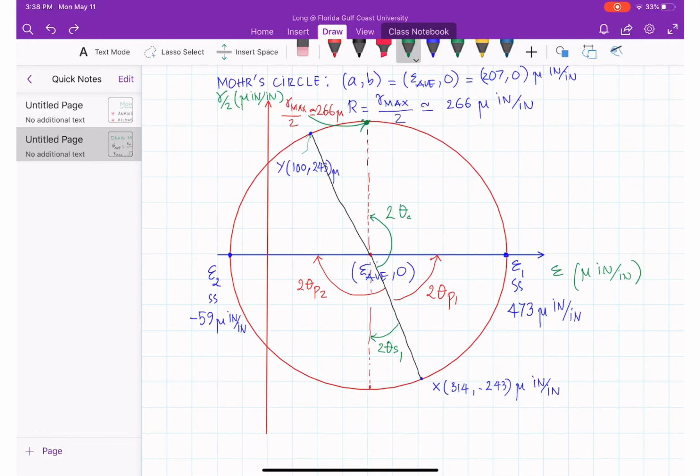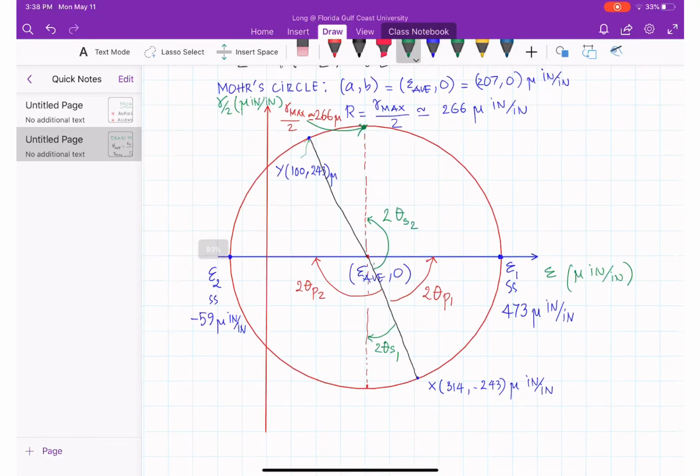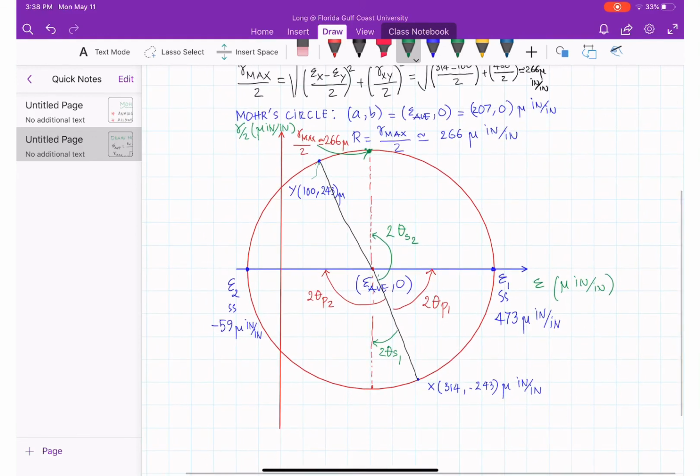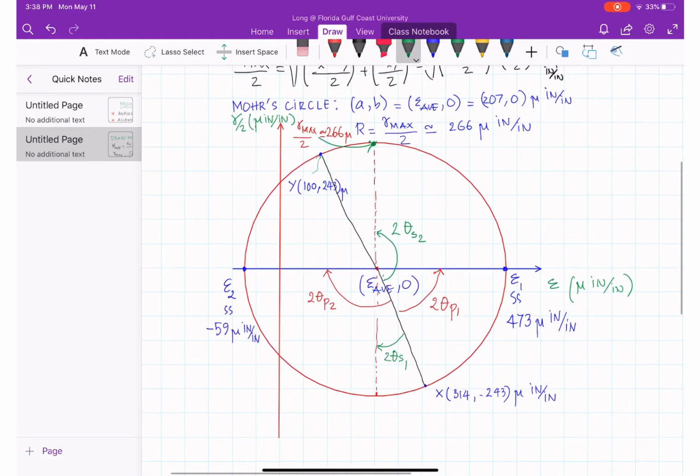So bottom line, we finished the Mohr circle, and we have epsilon 1 and epsilon 2. Then we use the generalized Hooke's law to find the principal stresses and maximum in-plane shear stresses, which we will discuss in the next video.